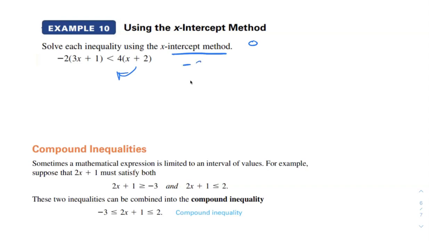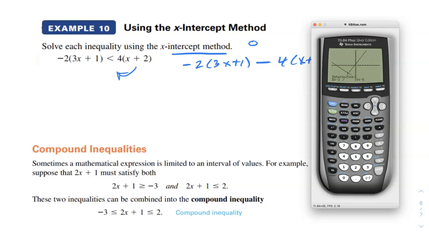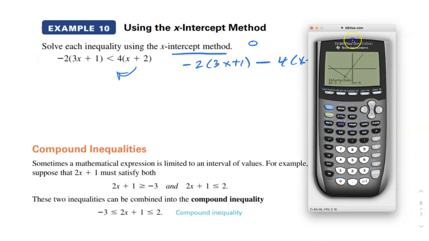So we're going to get -2 times 3x plus 1 minus 4 times x plus 2. Again, only because they want the x-intercept method. Normally I just do y1, y2, when is this guy less than this guy? But they want the x-intercept method, so I'm doing this. I think normally that's just way too much work for no reason. Anyway, but to show you how to use the x-intercept method, we're going to do this.